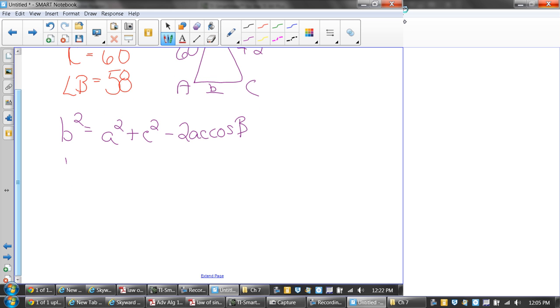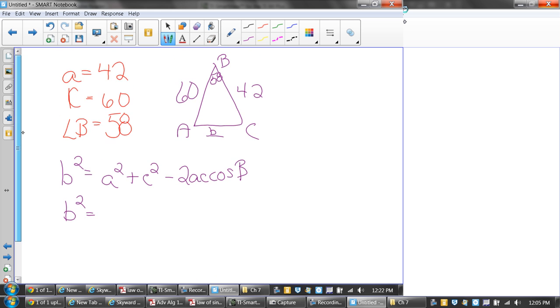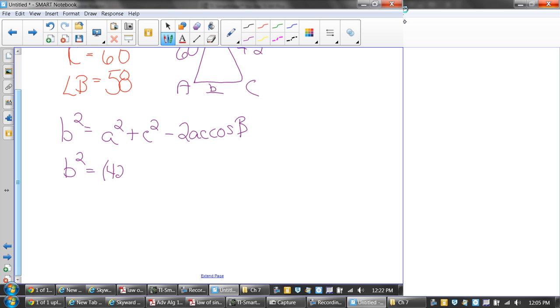Okay, so let's start plugging stuff in. So we're looking for b squared. A was what? 42? Why 2ac and then cosine B? We don't really derive the entire formula of why this is. The law of cosines is going to be used for us when the law of sines doesn't work. You're only going to have to use the law of cosines in 2 specific types of cases: when you have side angle side in a triangle, or side side side. Yeah, it's nothing more than a substitution problem from there on out. We're not really concerned with how it's derived.